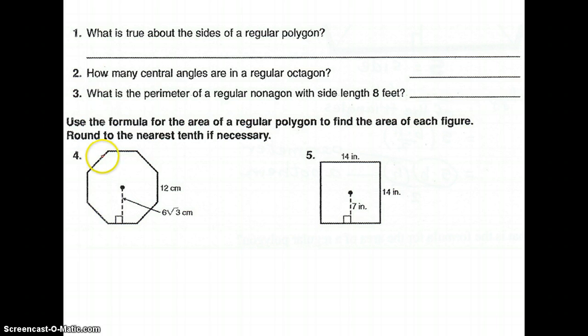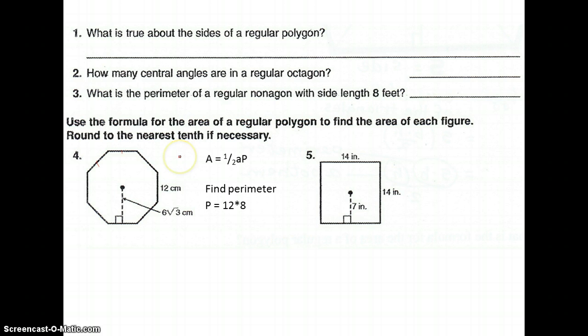We will use the formula for the area of a regular polygon and find the area of each figure, rounding to the nearest tenth if necessary. So let's take a look at this one here. I've got 1, 2, 3, 4, 5, 6, 7, 8 sides, so that's going to be an octagon. First, let's recall our formula: Area equals 1/2 A times P.